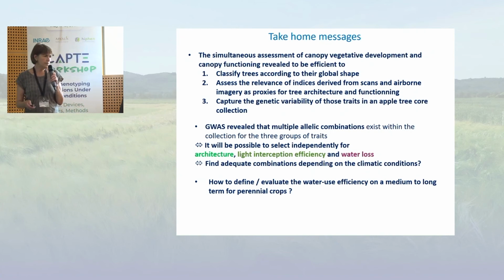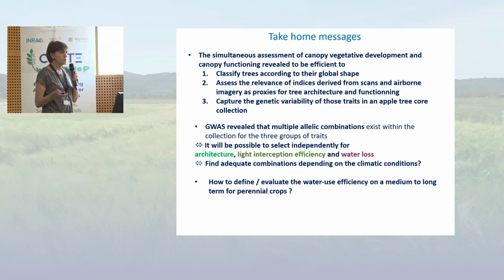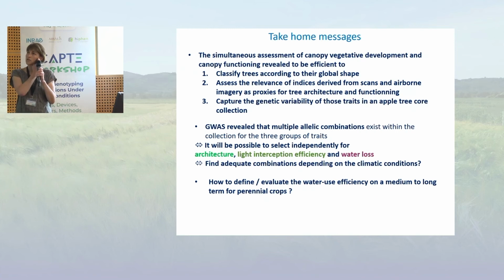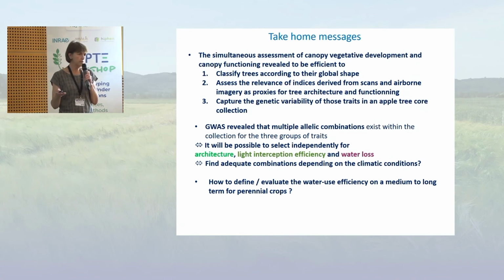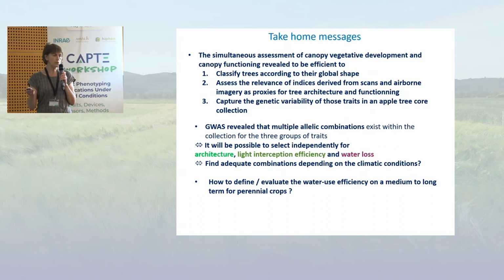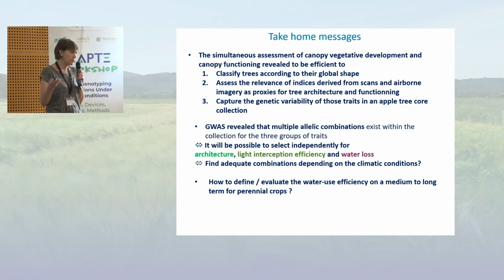So I have finished presenting the results. What can we conclude from that study? First, we were able to simultaneously assess the canopy vegetative development and the canopy functioning, and from that to classify the trees depending on their global shape, their architecture. And we were able to assess that the proxies we can capture with high throughput phenotyping are relevant if we do more precise measurements on the trees. We can say, okay, the high throughput is working pretty well. We can rely on that.